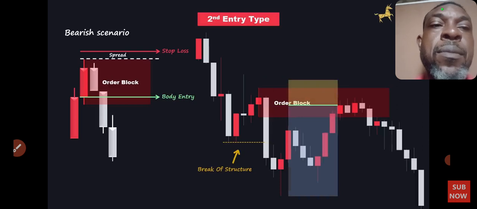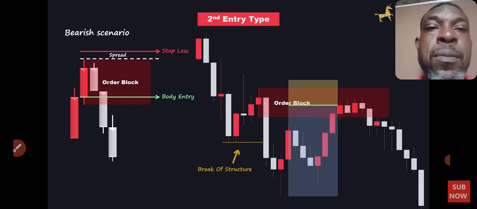This approach carries a slightly higher level of risk. There is a possibility that price may only touch the wick of the order block and then move in the anticipated direction without triggering your buy or sell order. Consequently, there is a chance of missing out on a potentially profitable trade opportunity. Let's move to the next entry type.